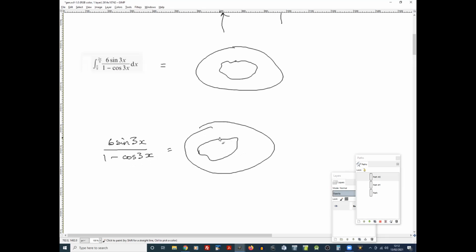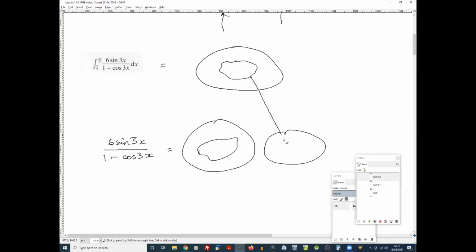The inner function is 6 sine 3x, isn't it? No, careful. That won't work out. Will it? Well, what does? Oh yeah, no, okay. It will be, yeah, because minus cos differentiates to sine.